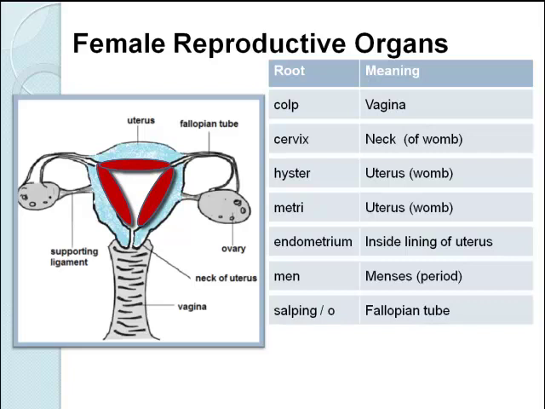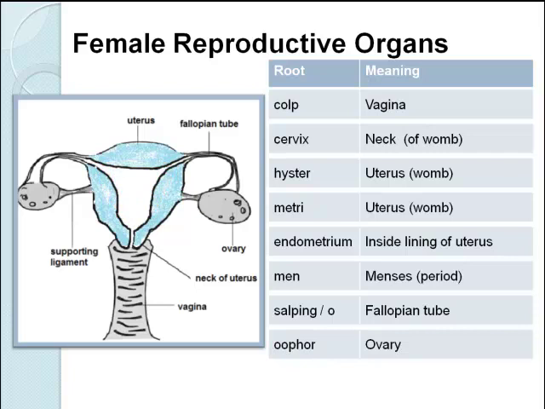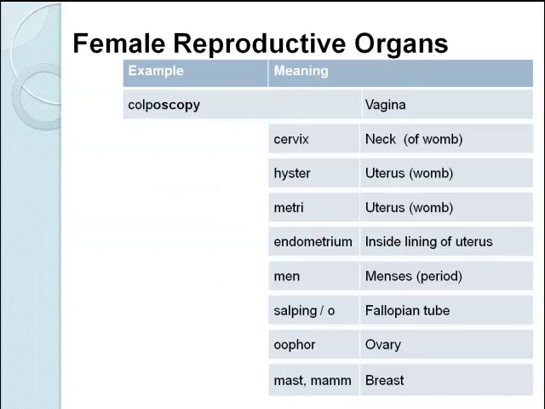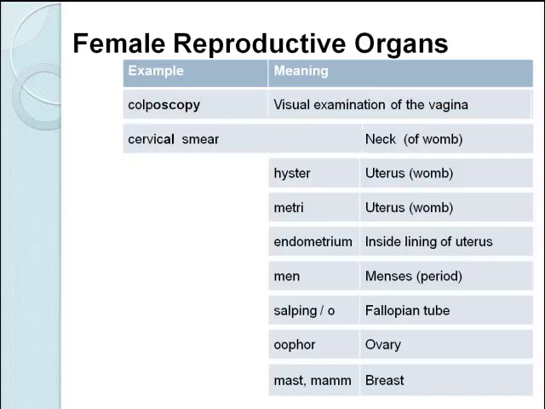Salping, lovely word, means fallopian tubes. Oofers are your ovaries, and mast or mam relates to breasts. Let's look at some words with these root terms. Firstly, colp. A lady may go for a colposcopy. That would be a visual examination of the vagina, oscopy being our visual examination with a lighted instrument. A lady may also go for a cervical smear. This is when some cells are taken from the neck of the womb, making sure there's no abnormal changes.